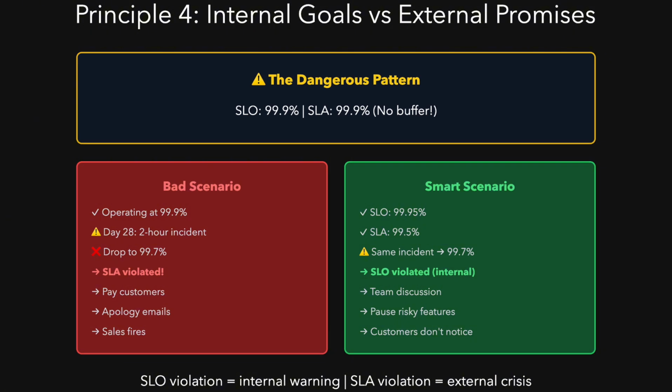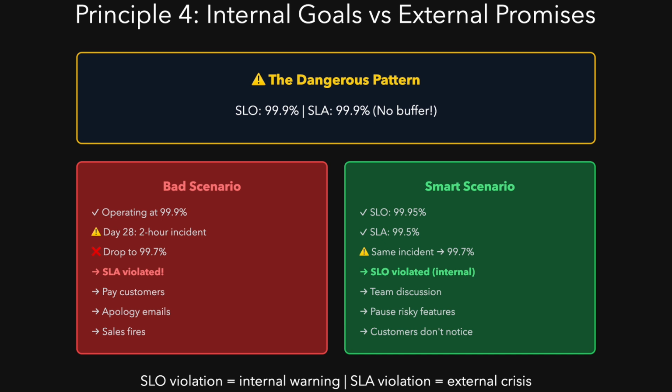Imagine you set your SLO at 3 nines and your SLA at 3 nines. You're operating at exactly 3 nines this month. Then on day 28, a 2-hour incident happens. You drop to 99.7. You just violated your SLA. Now you owe customers money, you're writing apology emails, and your sales team is putting out fires.